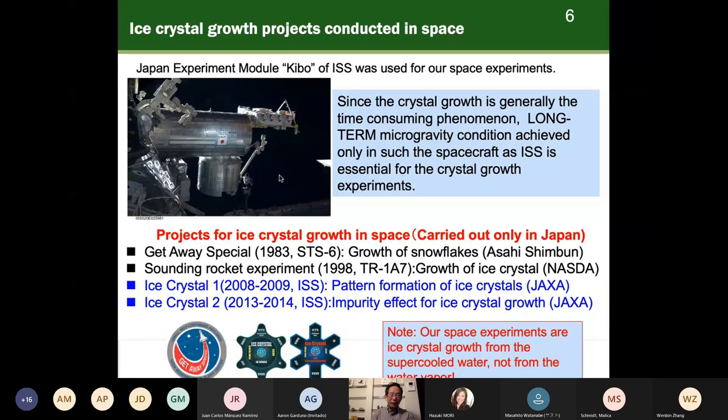We also tried to use a drop shaft and an airplane for microgravity experiments, but the microgravity time is not so long, so it's not enough for ice crystal growth.